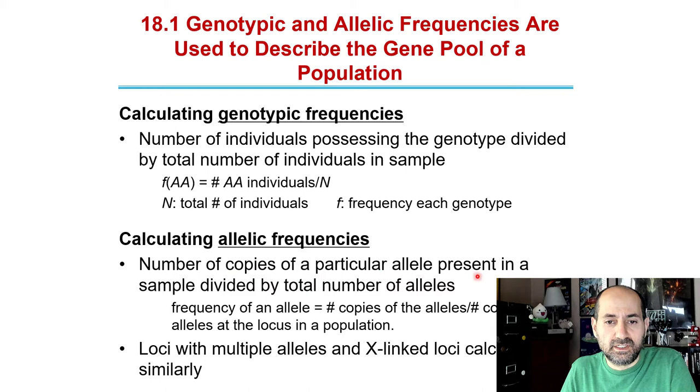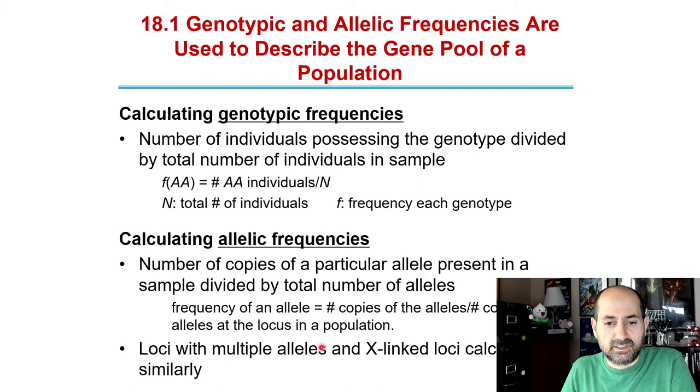So again, the frequency of an allele equals the number of copies of the allele divided by the number of copies of all alleles at the locus in the population. And if you're calculating X-linked loci or multiple alleles, it's calculated the same way.